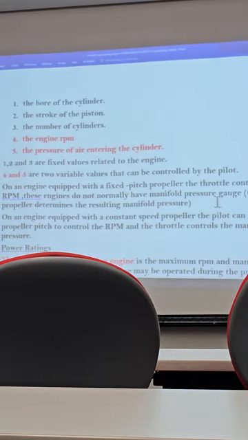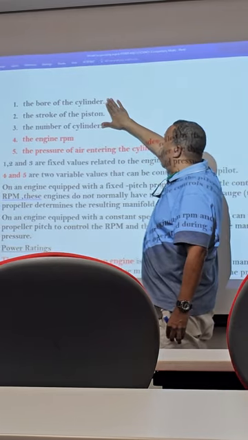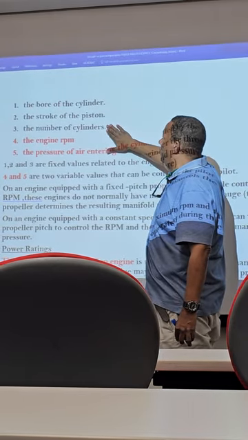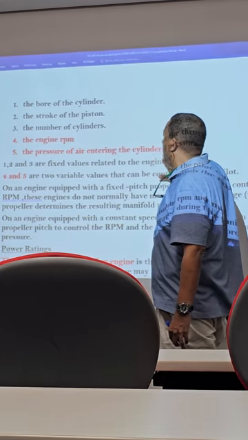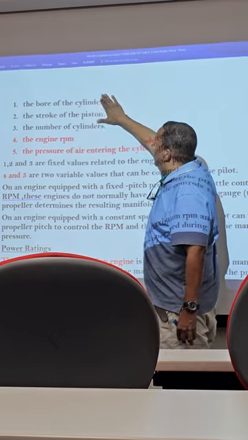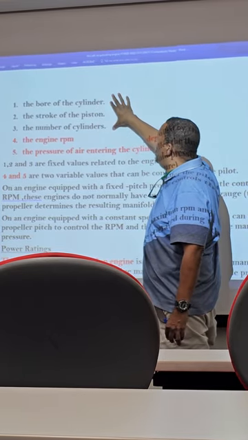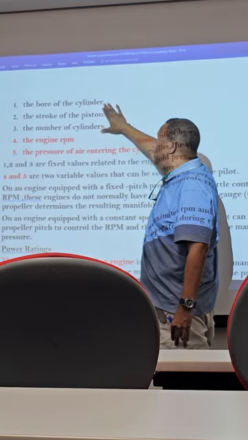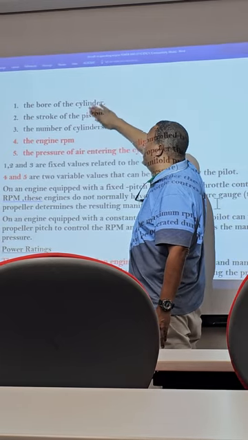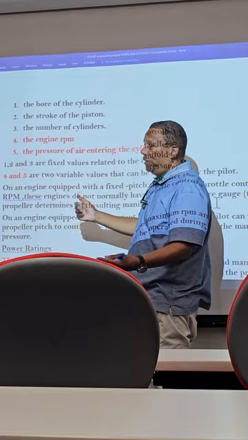It means, as you can see, there are only five factors that affect the power produced by the engine: the bore, the stroke, the number of cylinders, the engine RPM, and the pressure of air entering the cylinder. These three are construction factors. You cannot do anything: once the engine is built, it's built in, nobody can change.